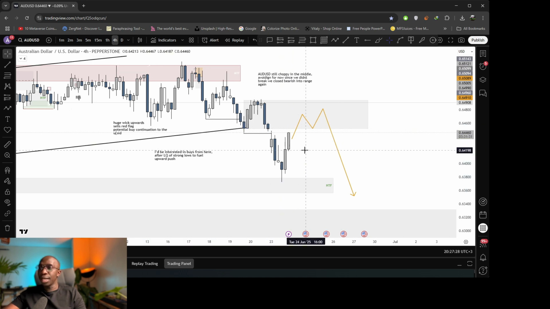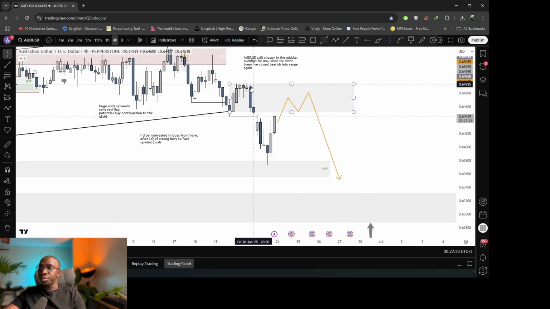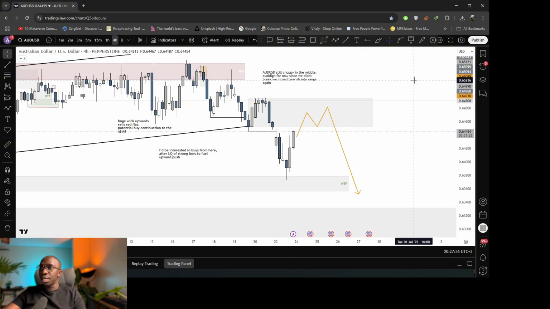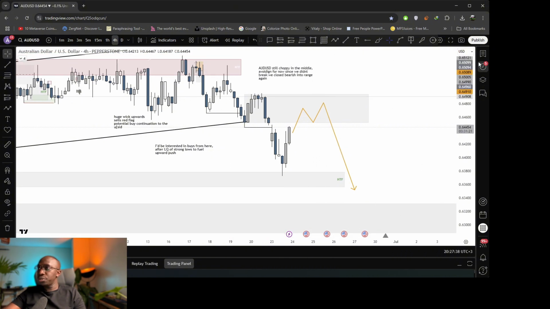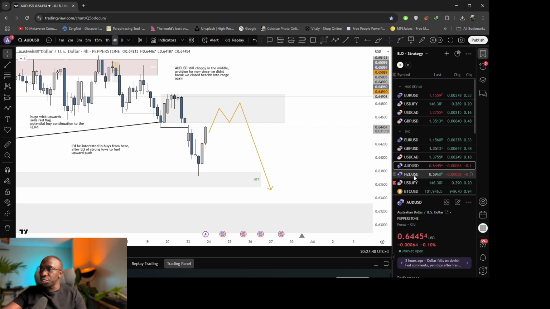I'll be keeping a keen eye on this, especially in these areas. I'll be putting in my alerts, and then we can wait to see what price does. Watching it throughout the week is AUD USD for those continuation sells.